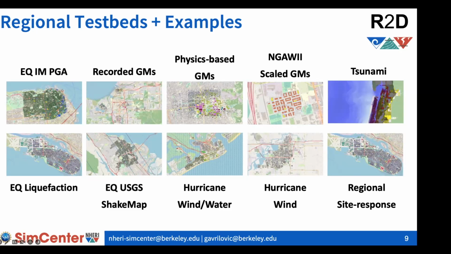And note that many of these examples are watered down test beds. So you'll see a few thousand buildings here, but we have test beds that are hundreds of thousands, millions of assets that we've run on the supercomputer. So it's quite powerful, the amount of assets you can run.